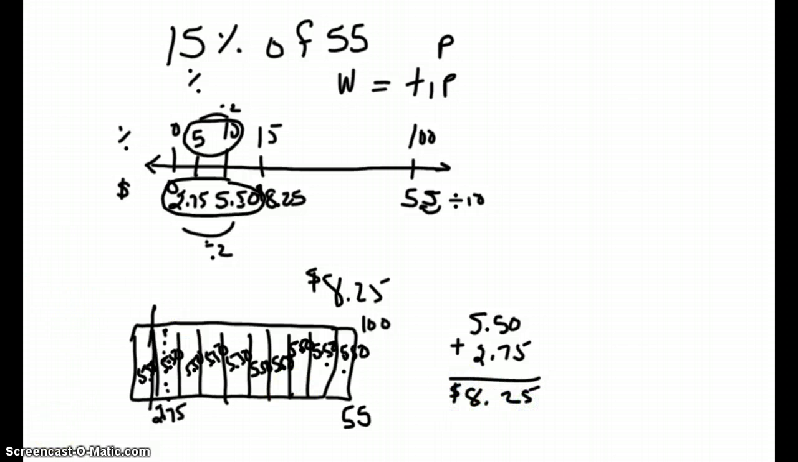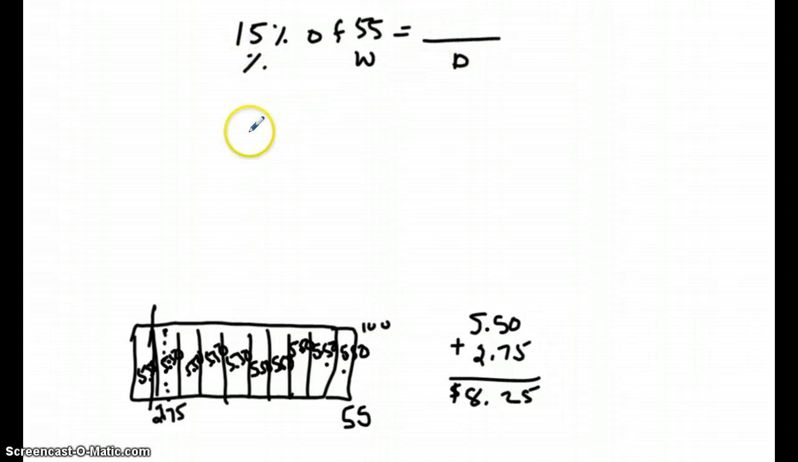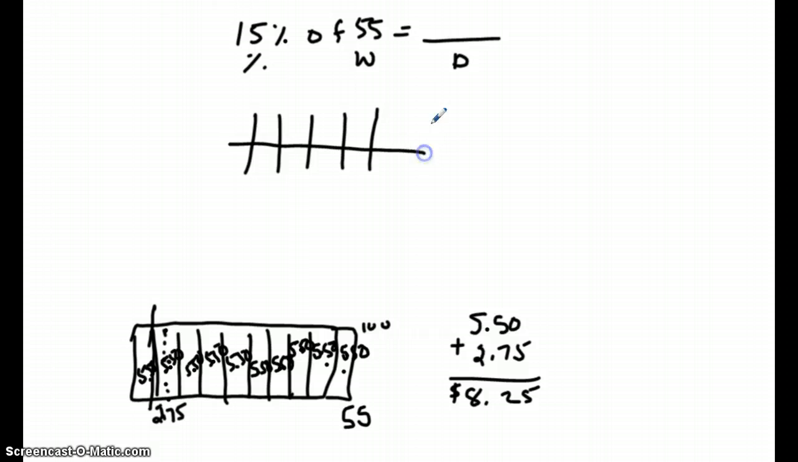If you wanted to use a ratio table to solve this, you have two ways to set this up. You can compare 55 to 100 because both are the whole amounts, or you can say 15 out of 100 because 15% means 15 out of 100. So we actually have two ratios we can start with. I'm going to start with comparing the dollars, $55 out of the 100 because that's the whole.